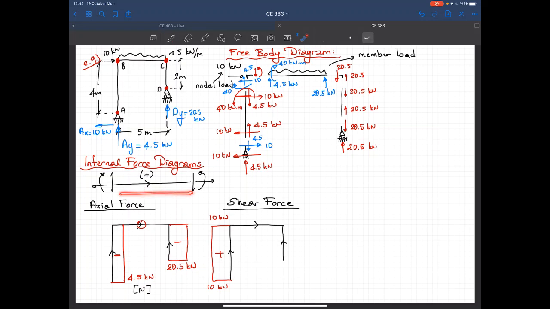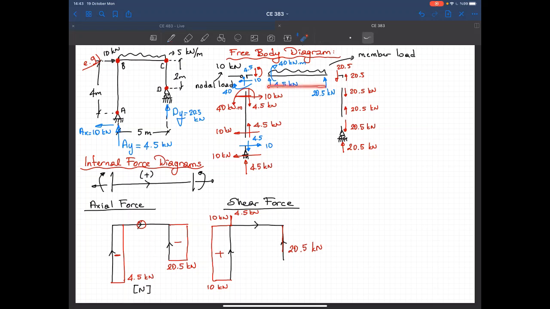This is the sign convention. This is the forces on the second member. On the left hand side, both directions match. So left hand side, I should have a positive shear. This is 4.5 kilonewtons. At the right hand side, the positive direction is in the downward direction. Here, the shear force is in the upward direction. This shows that at this end, I have a negative shear. So here we have a negative shear. Magnitude is 20.5 kilonewtons.